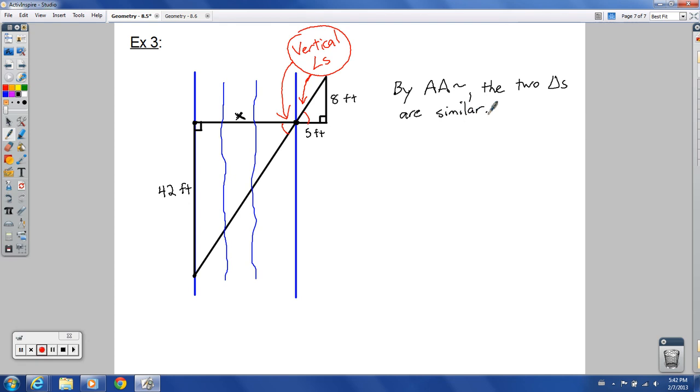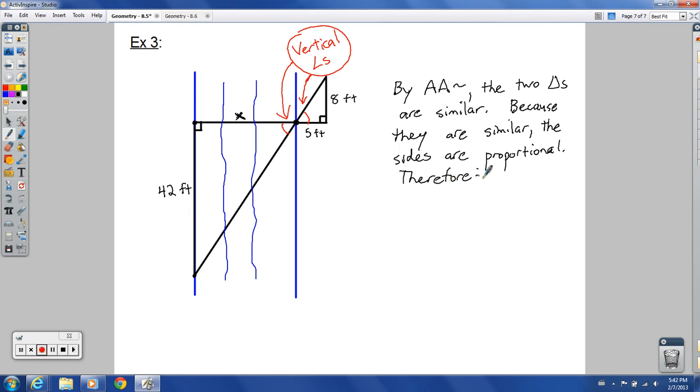And because they're similar, that's going to mean the sides are proportional. So because they are similar, sides are proportional. So if you can prove the sides are proportional, then you can prove they're similar. But if you can prove they're similar, you can also prove that the sides are proportional. So you can say, therefore, you can set up an equation here.